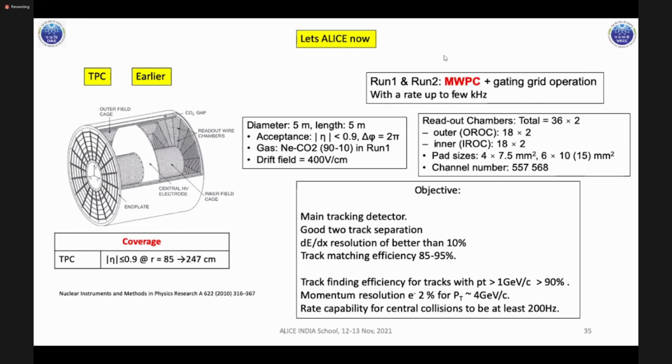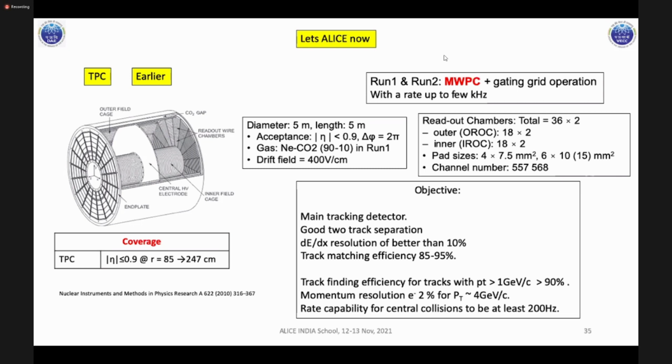And how many channels are associated with this TPC? Look at this number, 557,568, these many channels. So when ALICE is running, it means all these channels of TPC are working, they are collecting data, and these data are getting processed in a human readable form and delivered to you for later analysis.